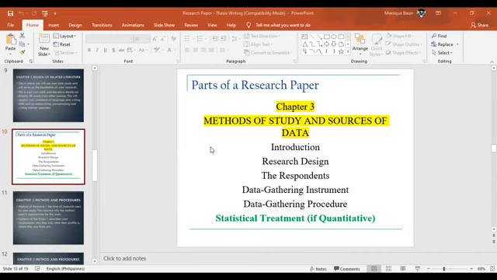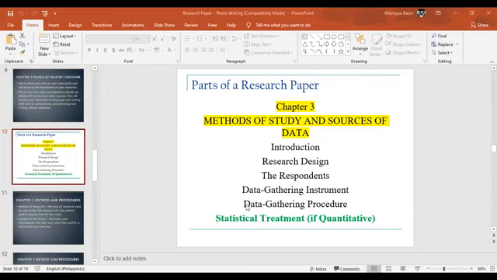While for qualitative, these are question types. For example, how was your experience during the new normal education? So it requires essay form of writing, unlike quantitative, which is answerable by yes or no.